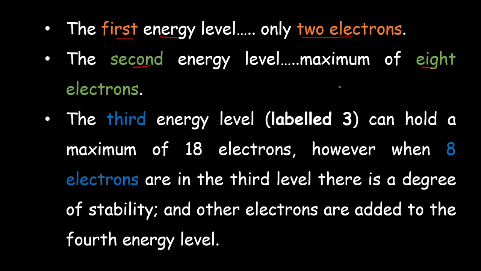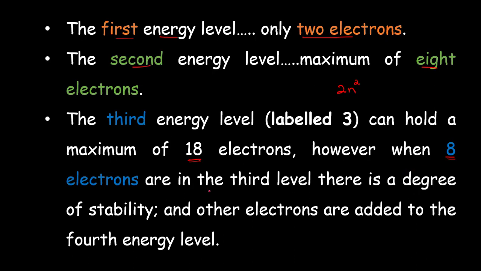We usually use the formula 2n squared to help us know how many electrons can be present in a given energy level. So for the first, 2 times 1 squared is 2. For the second, 2 times 2 squared, 2 times 4, is 8. For the third, 2 times 3 squared will be 18. However, for the third energy level, we shall try to basically stick to 8, because there is some degree of stability that is noted when 8 electrons are present in the third energy level.